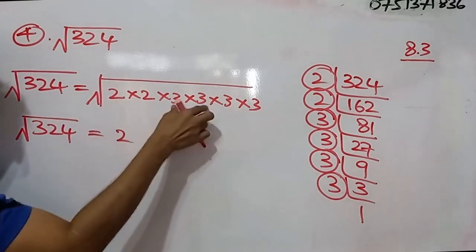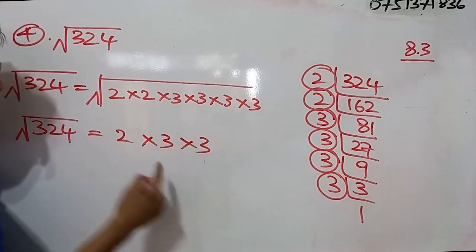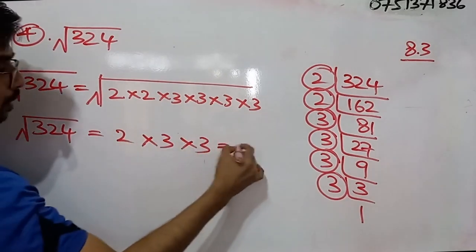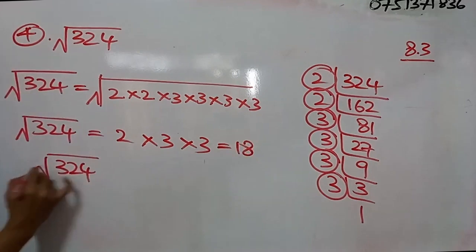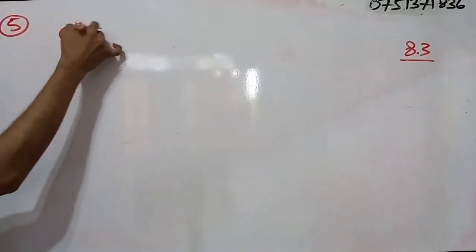So I can pick 1. I can pick a 3. Again a 3. 2 times 3, that is 6. 6 times 3, that is 18. So the square root of 324 is what? 18. Part 5. So we have 625.